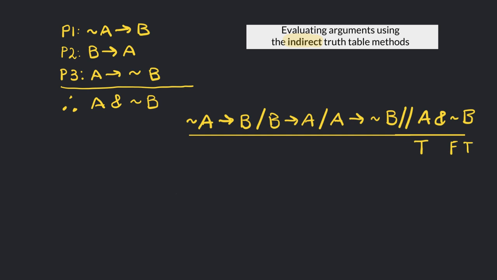The other combination would be where A is false and tilde B is true, which would make B false. And the third case where the conjunction is false is when both conjuncts are false. In this case, tilde B would be false and B would be true. In all three of these cases, the conjunction of the conclusion here is false.